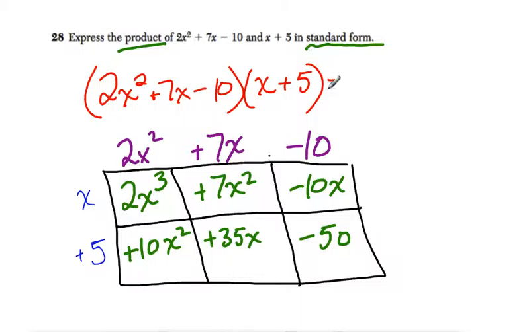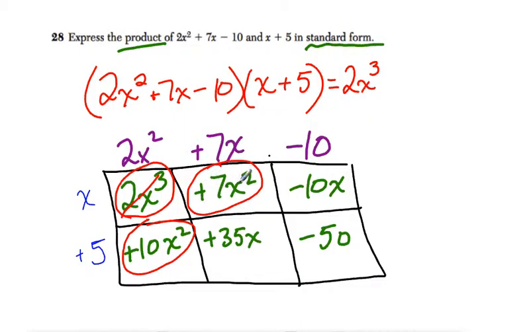So we'll go back up top to write our final answer. 2x cubed. I'm going to start with the highest exponent, which is x cubed. There's nothing to combine it with. So that's going to be my first term. Now next, my x squareds. I have 10x squared and 7x squared. So I have a grand total of 17x squared. And notice I'm going in exponential order here, decreasing.